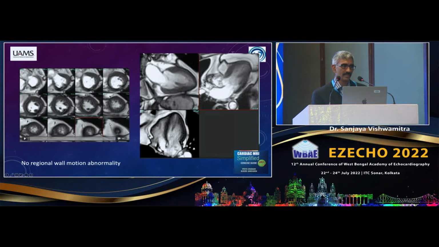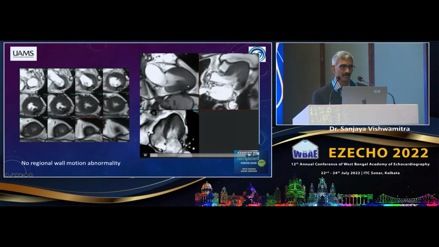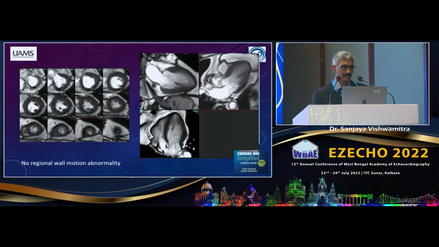What you see here is, let me see if this starts to play. Yes. As you can see here, there is no regional wall motion abnormality. I'll let this play for a little bit. It seems to be a little staccato, but I'll let this play. You can see that the contractility is uniform across the myocardium on these views as well. Right? You can see the 2-chamber, 3-chamber, and 4-chamber views are relatively intact.